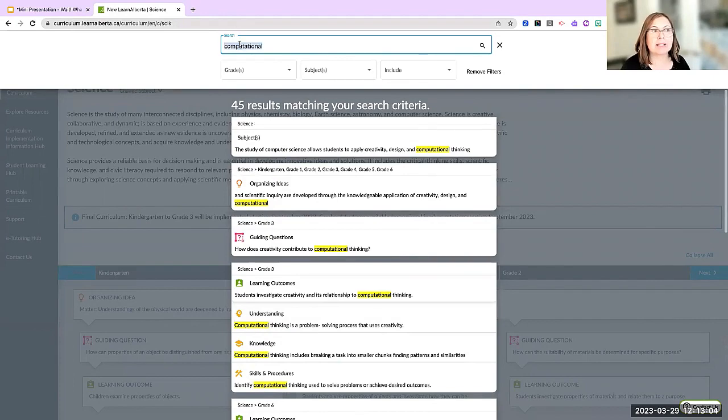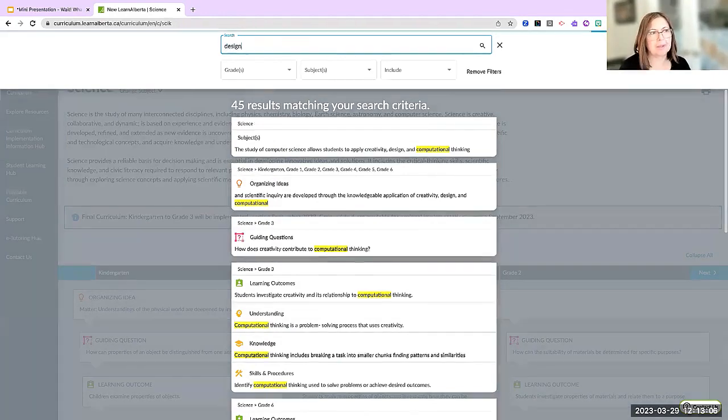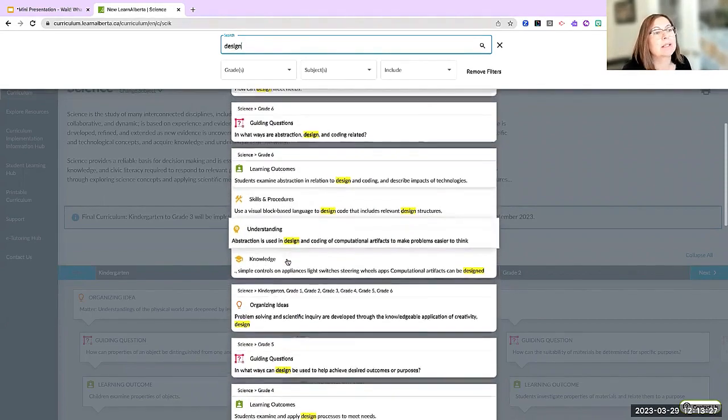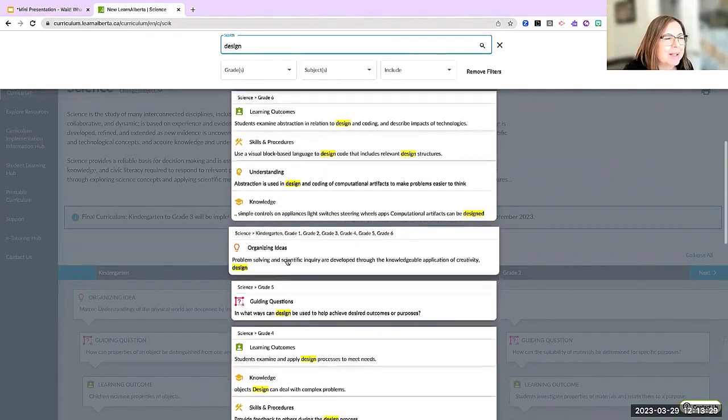If I look at the idea design, 98 results matching your search criteria. So we'll see science grade 4, science grade 6. And now just given even the words we've looked at, in what ways are abstraction, design, and coding related? So we've already talked about abstraction and design. Coding is the one we're going to look at in just a moment.